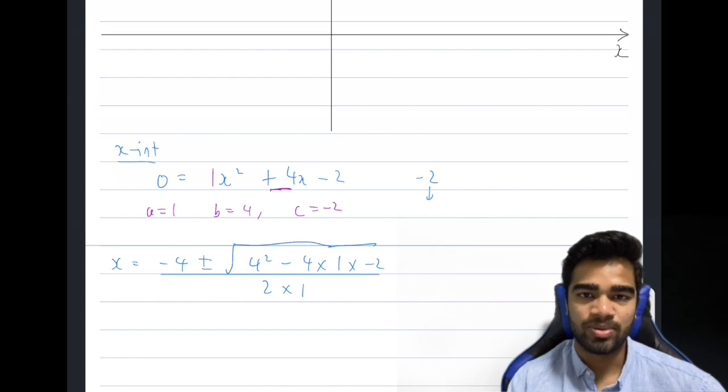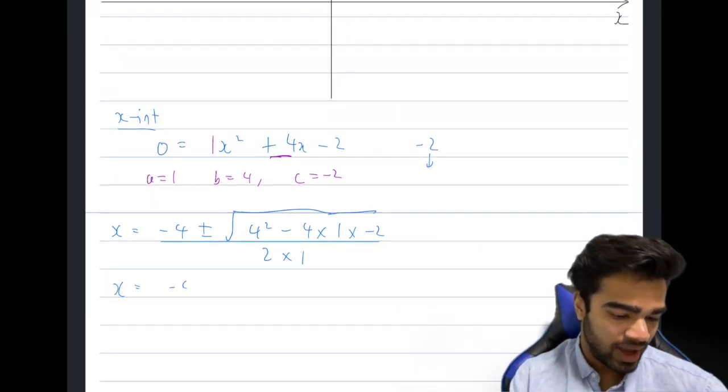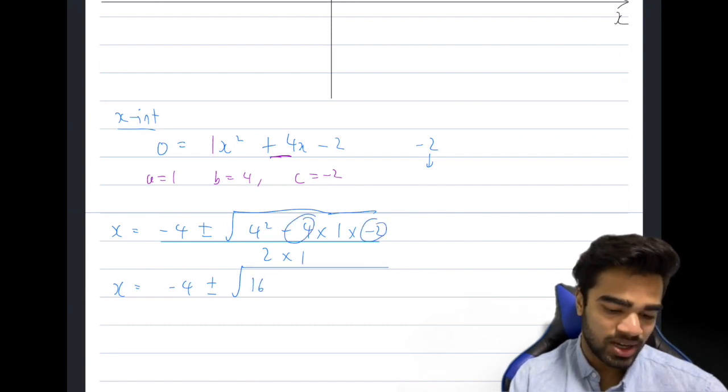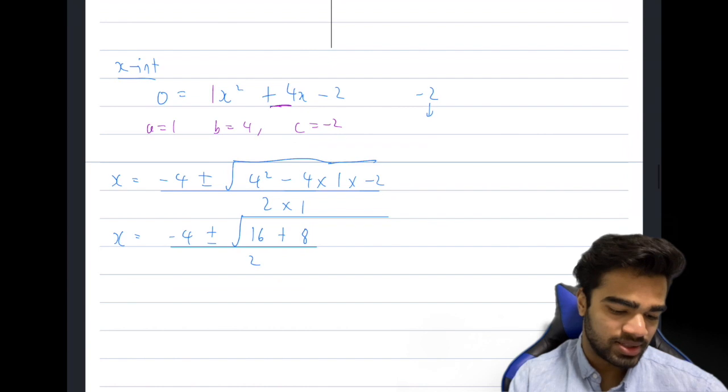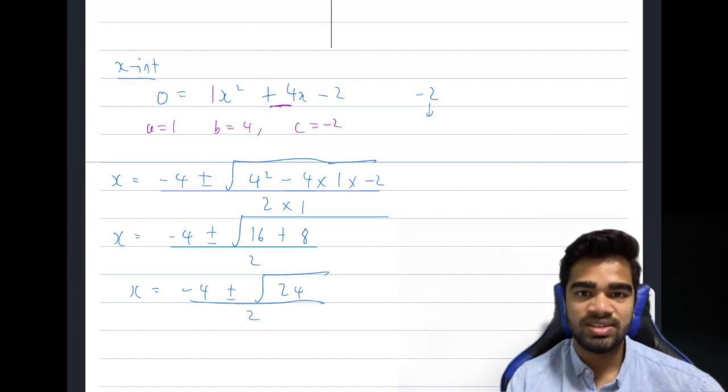Because it's the quadratic formula, we've been doing this. So x equals -4 plus or minus the square root of 4 squared, which is 16, and -4 times -2 is +8. So 16 plus 8, all over 2. 16 plus 8 is the only simplification we can do in this step, which is 24 over 2. And then we just need to simplify this as much as possible.